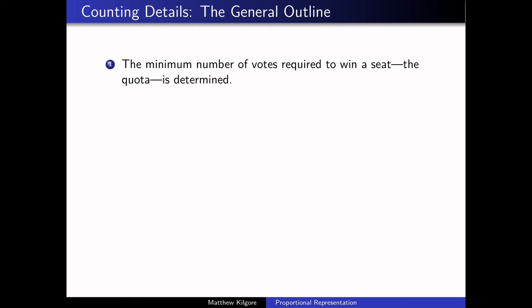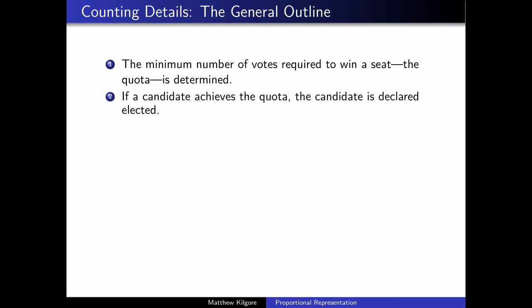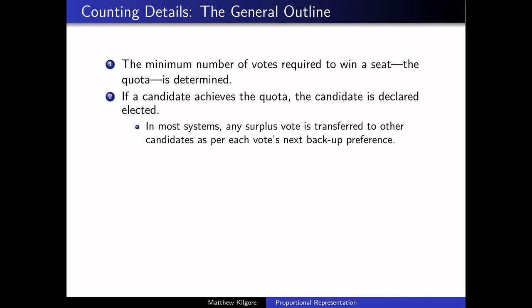Now, all STV systems basically have the same outline. The first thing that happens is that you determine the minimum number of votes that are required to win a seat. This is called the quota. Then, if any candidate achieves the quota, they are elected immediately on the spot. And then in most systems, any surplus vote, anything they got over the quota, gets transferred to one of the backup preferences. Now, that's not technically a mandated part of the system. I believe there are some places in South Africa that don't use it. However, just about every system does.